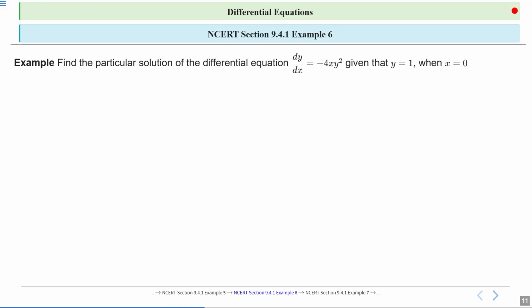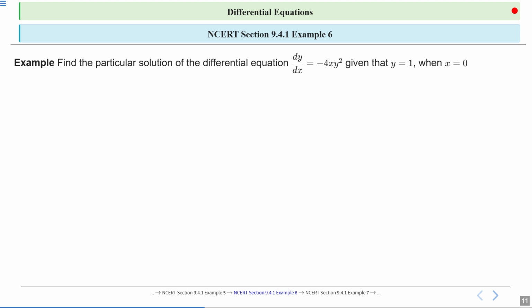Okay, so the next example is: find the particular solution of the differential equation dy by dx is equal to minus 4xy square, given that y is equal to 1 when x equal to 0. So this example is different from the previous two examples. In this example, we have to find a particular solution, not a general solution, of the differential equation dy by dx is equal to minus 4xy square. It is of the first order and first degree.